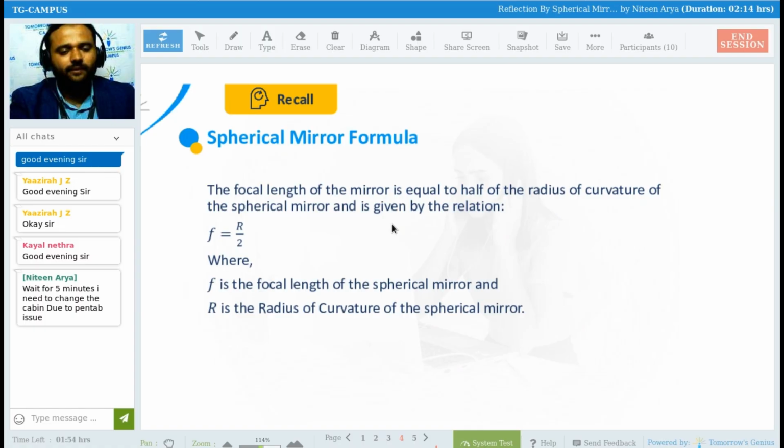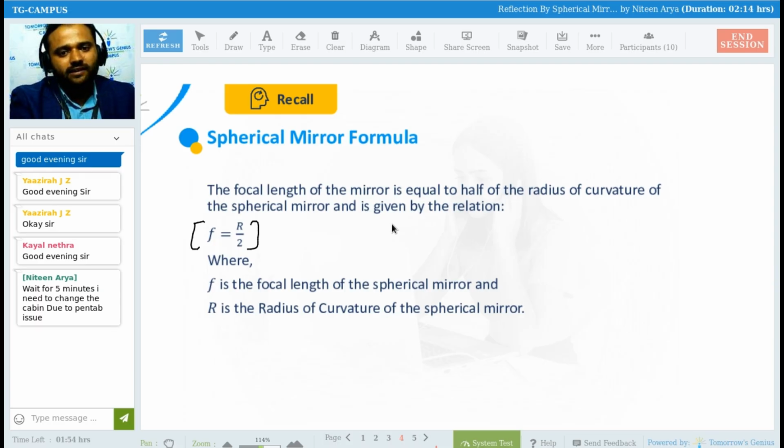Okay, done. So, spherical mirror formula: the focal length of a mirror is equal to half of the radius of curvature. We already know this. The focal length is f equals r by 2, where f is the focal length of a spherical mirror, and r is the radius of curvature of the spherical mirror.